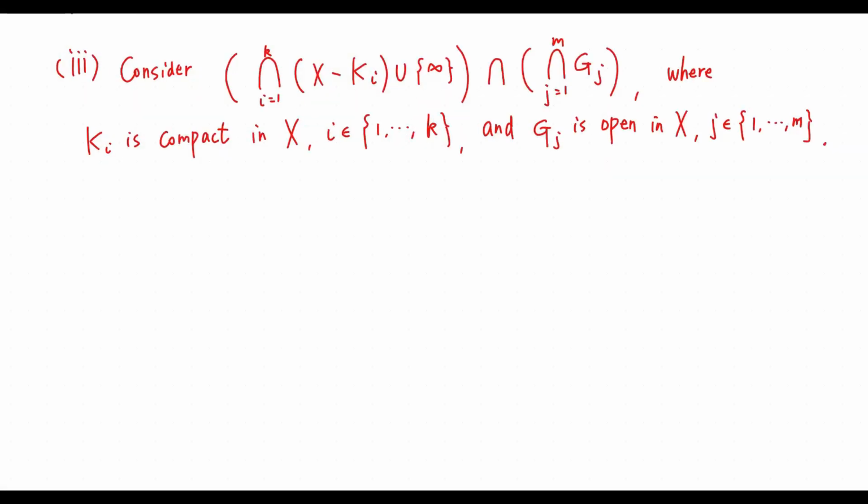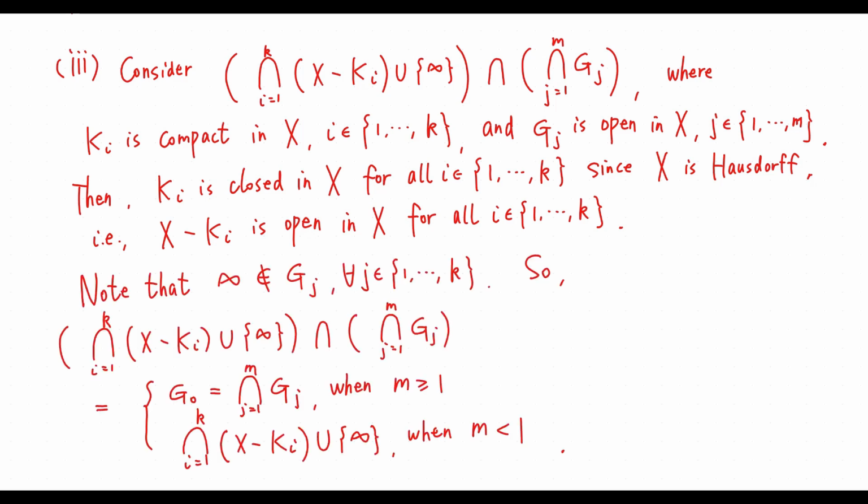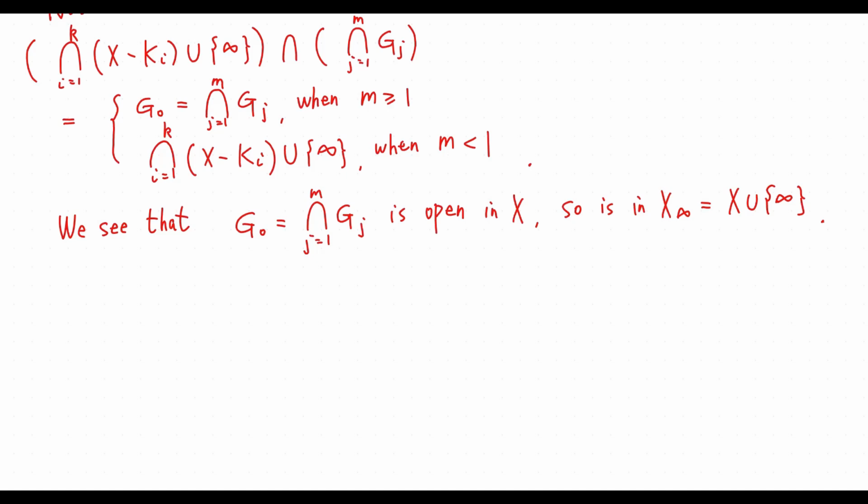Consider this intersection. Then K i is closed in X. This says X minus K i is open in X for any i. We see this identity. We see that G0 is open in X infinity. And we have this identity.